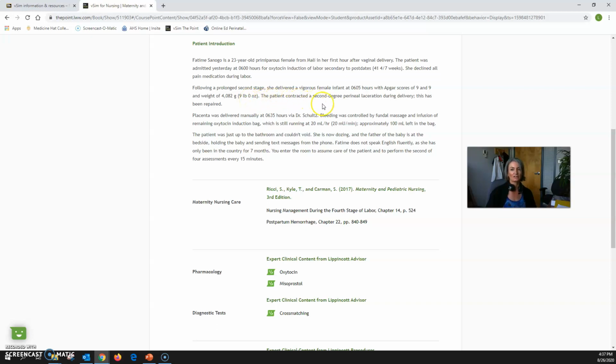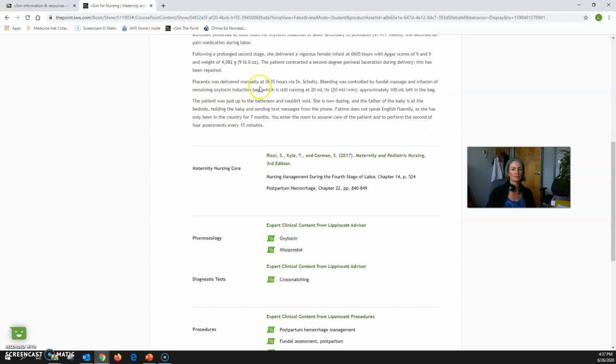The patient contracted a second-degree perinatal laceration during delivery. This has been repaired. So again, we're in that data collection phase. We're getting report. Think about the relevance and the pertinence of this information. So is there anything in there that is increasing her risks? Think about your postpartum nursing care plan. Are there any priority nursing diagnoses that you would be maybe putting more emphasis or relevance on now based on the report that you've gotten?